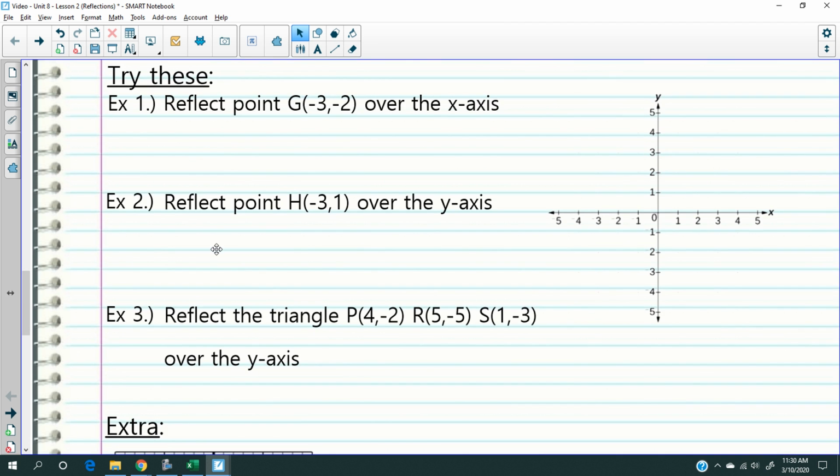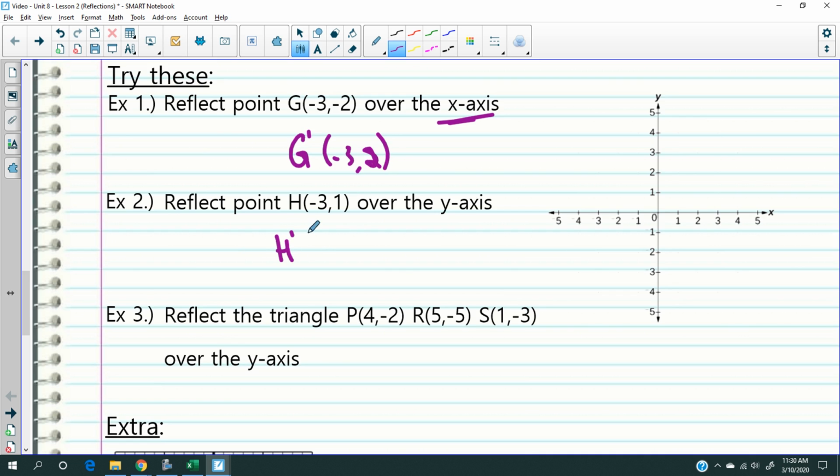So 1, reflect -3, -2 over the x-axis. Now, you can draw it yourself. I'll just go ahead and tell you what G prime should be. So G prime over the x-axis, which one do you have to change? Right, the y. So that's -3, +2.